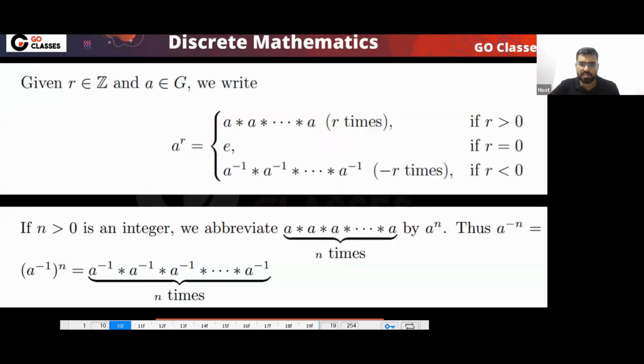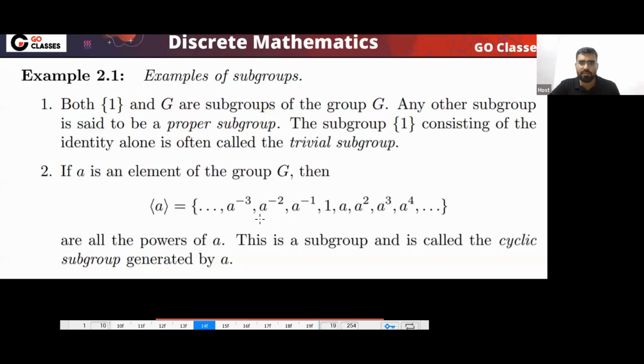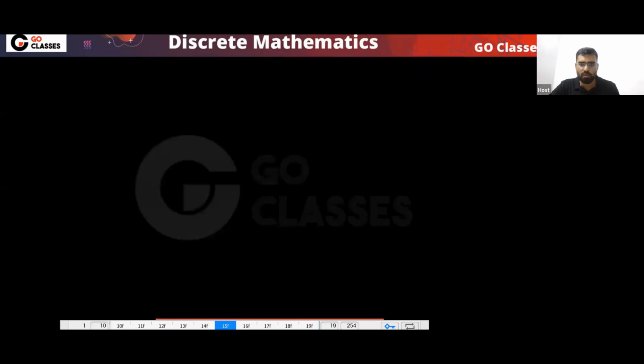So in the last class, we have seen what is power of an element, how to define power of an element, and what is a subgroup. These concepts we have seen, and this is very important: the subgroup generated by an element. So what is the subgroup generated by some element A? These concepts we have already seen. Now let's move on. Remember, this is a very important concept, so I am writing it one more time.